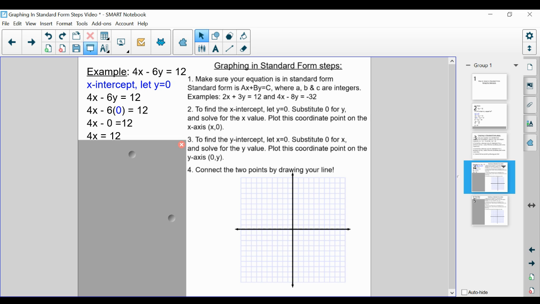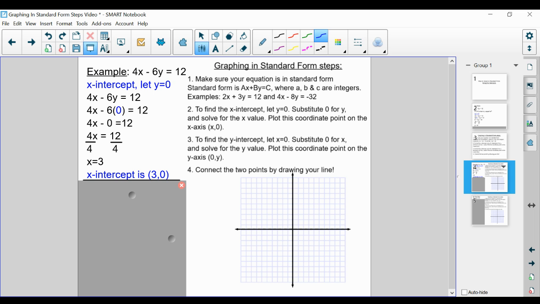When we want to solve for x, we have to divide both sides by 4. And thus we get that x is equal to 3. So that means that the x-intercept is going to be 3, 0. Now that we found our intercept, we can go on the x-axis. Notice how the x-axis is going from left to right. And we're going to plot 3, 0, which should look like this.